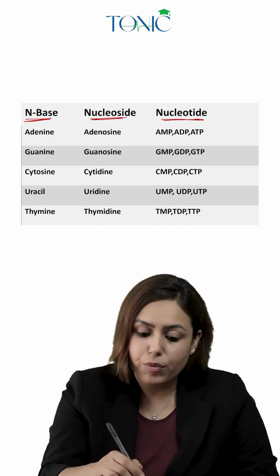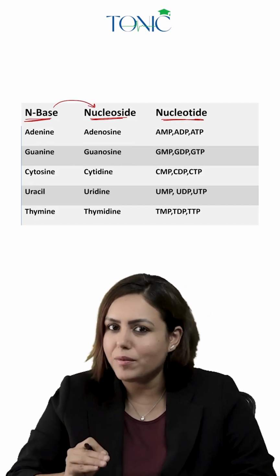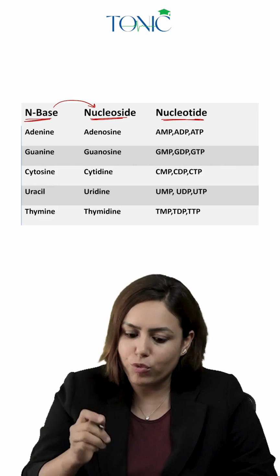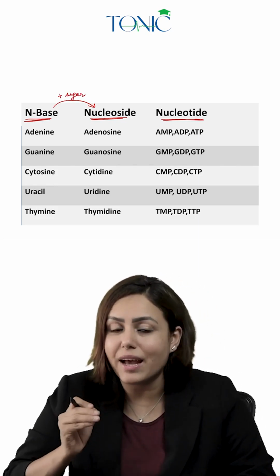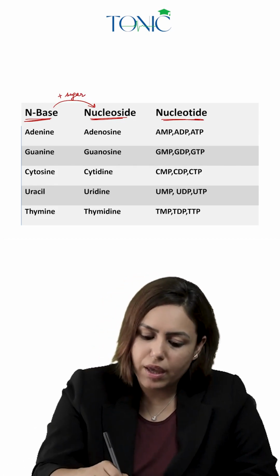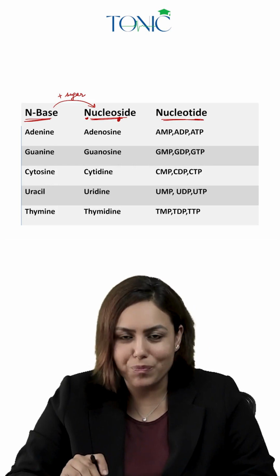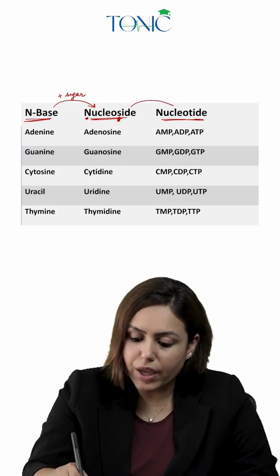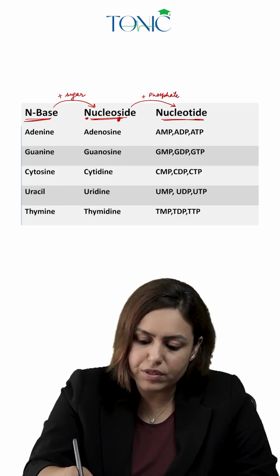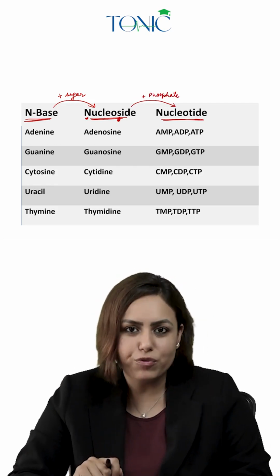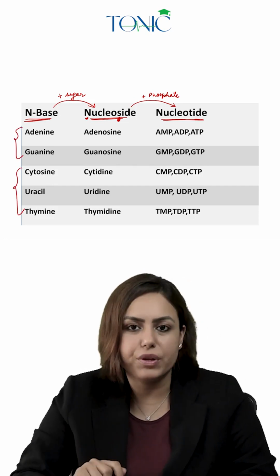So tell me, from nitrogenous base to nucleoside, which thing you need to add? You have to add sugar. So nucleoside has nitrogenous base plus sugar, N for nitrogenous base, S for sugar, right? So easy from the name. Then from nucleoside to nucleotide, what is to be added? We add phosphate, right? So coming to the first column, nitrogenous bases, purines and pyrimidines.